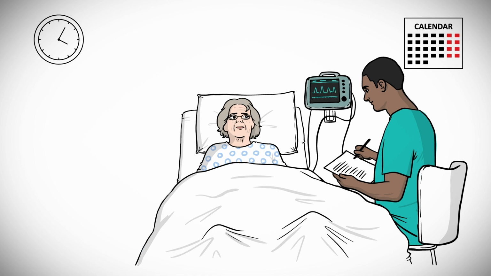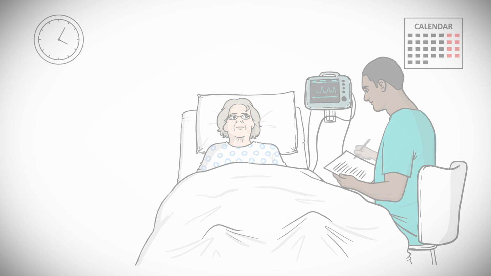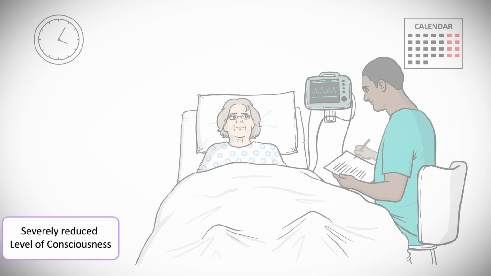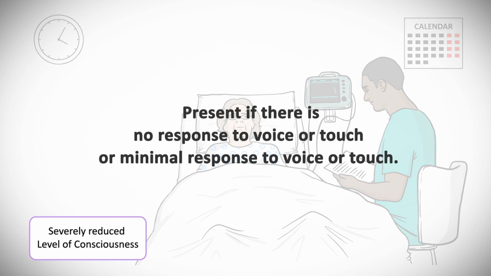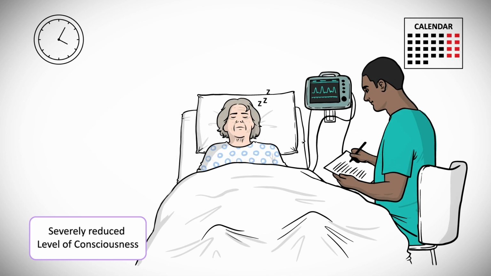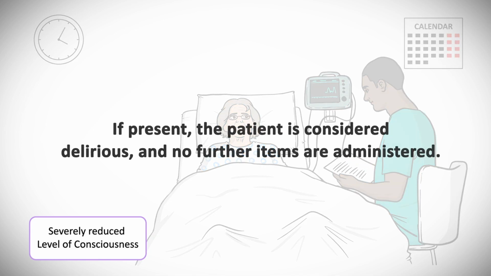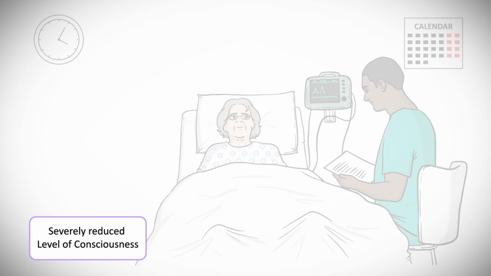First, assess the patient for severe lethargy or severe altered level of consciousness. Severe lethargy or severe altered level of consciousness is present if there is no response to voice or touch, or minimal response to voice or touch. Do not mark this feature as present if the patient is asleep and you can easily awaken them. If present, the patient is considered delirious and no further items are administered.